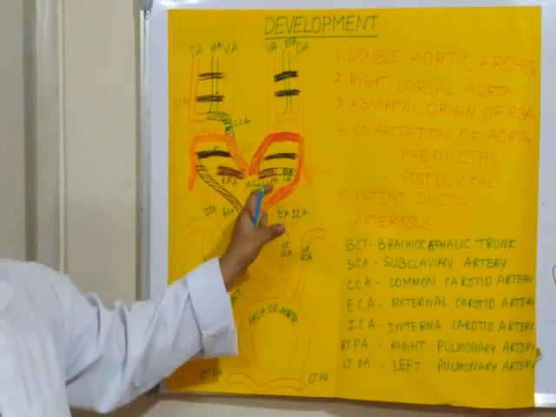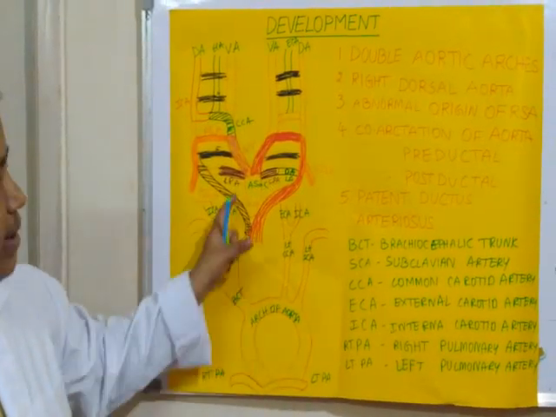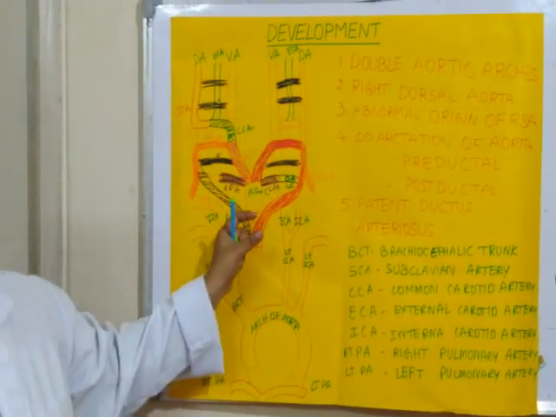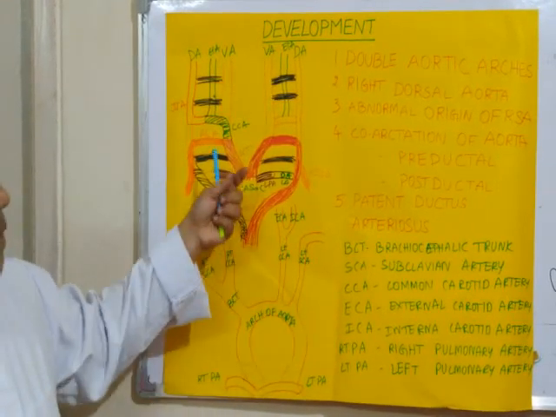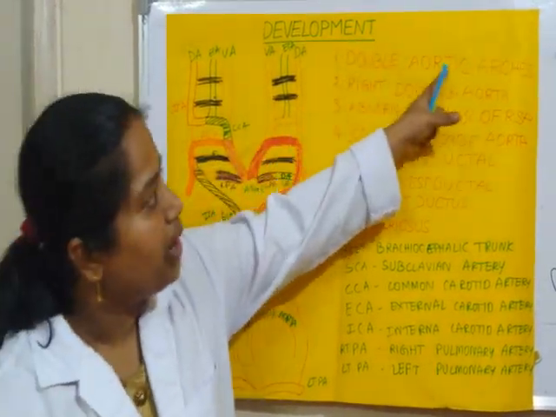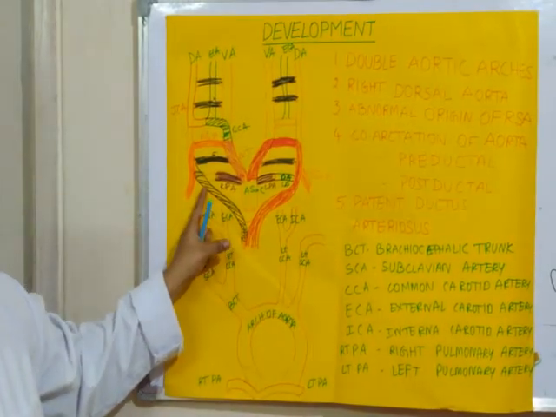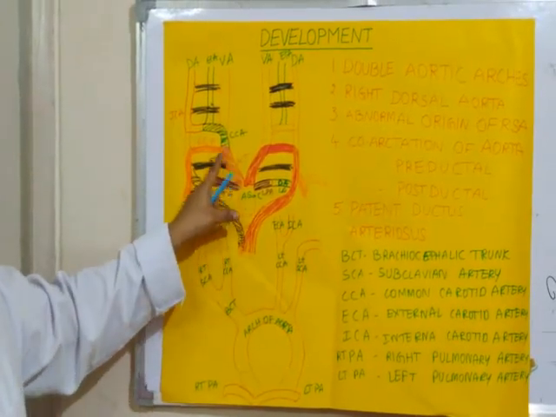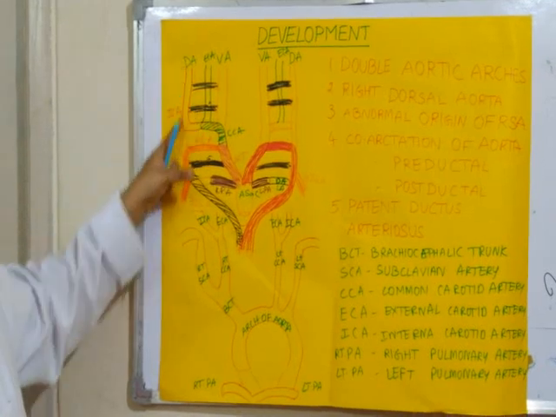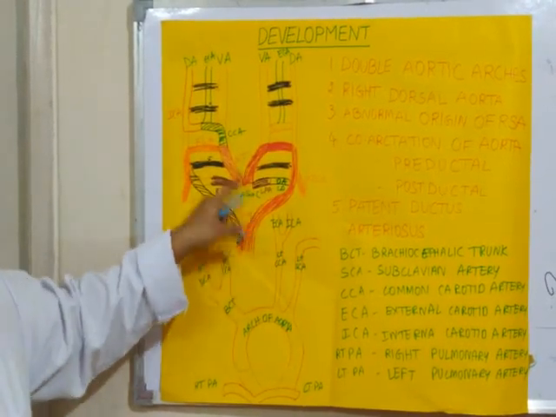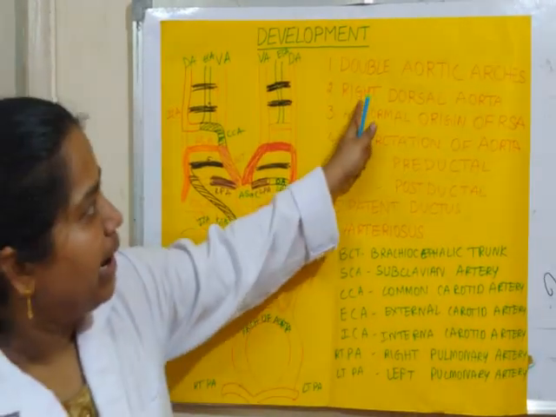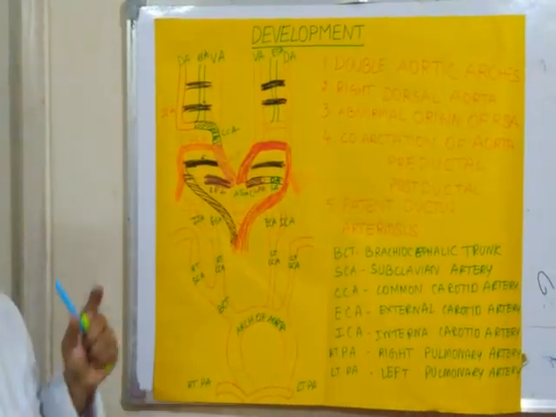When double aortic arch is present, these two arches surround the trachea and esophagus, and there will be some difficulties in breathing as well as taking food. So that is double aortic arch. This is due to non-obliteration of the right dorsal aorta. So 2 arches are seen. Then the second thing is right dorsal aorta.